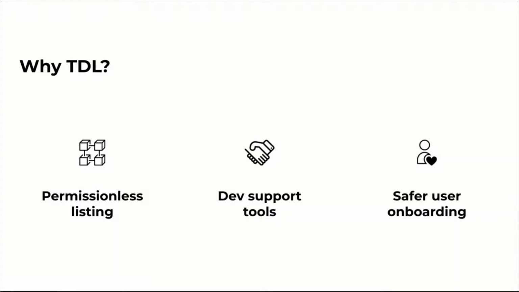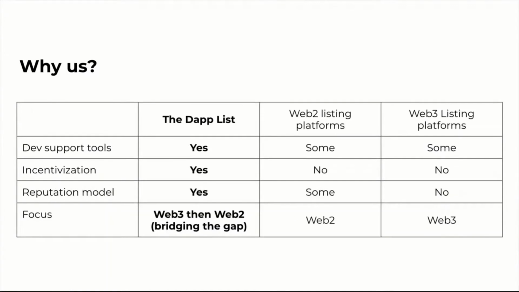So, developer support tools: we have the launchpad for these devs to launch on our platform. Another USP is safer user onboarding, because the permission listing, the incentives, and the reputation system in the background make it safer for these users to explore Web3. That's a small comparison between our platform and other Web2 and Web3 listing platforms.